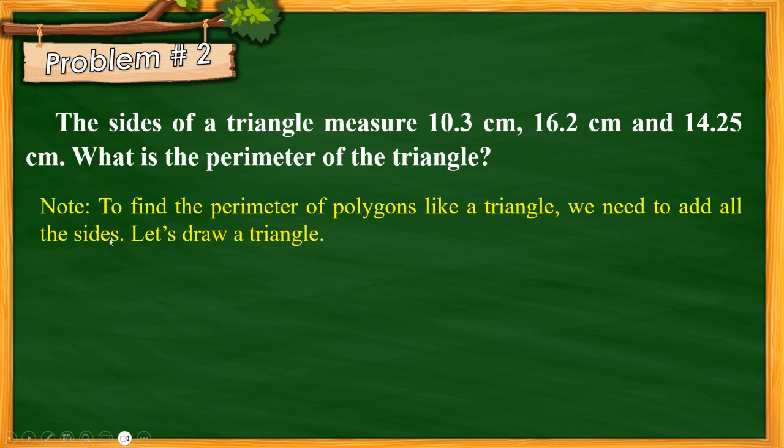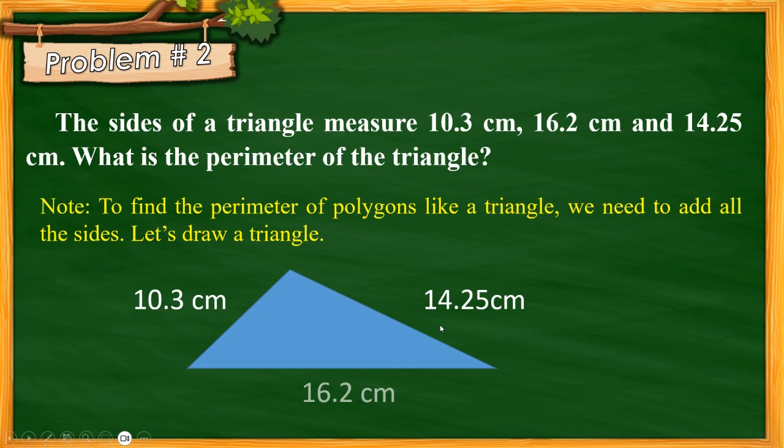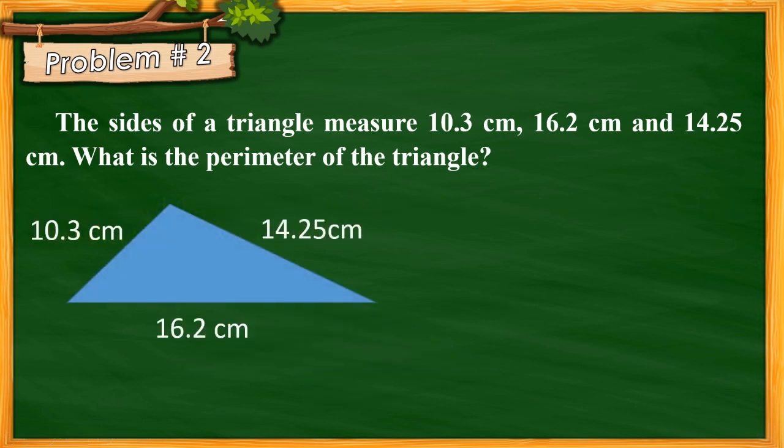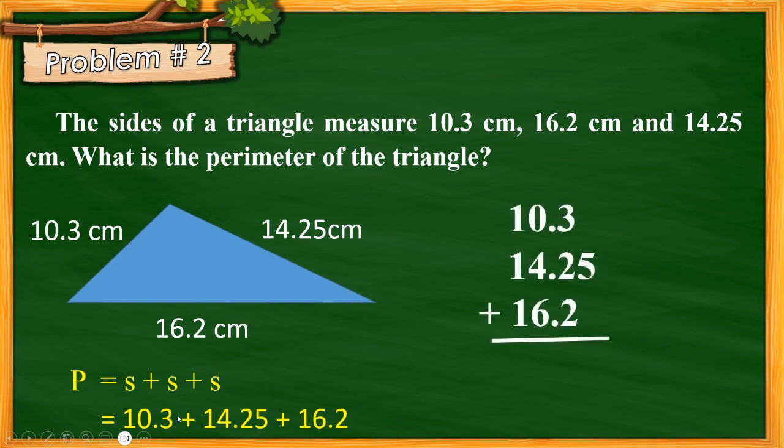Take note, grade 6 pupils. To find the perimeter of a polygon like a triangle, we need to add all the sides. So let's draw first the triangle. So this would be the triangle. So we have 10 3/10 cm, 14 2/25 cm, and 16 2/10 cm. To find the perimeter, you're going to add all the sides of the triangle. The formula for the perimeter is P is equal to side plus side plus side. So by substituting the values, we have 10 3/10 plus 14 2/25 cm plus 16 2/10.